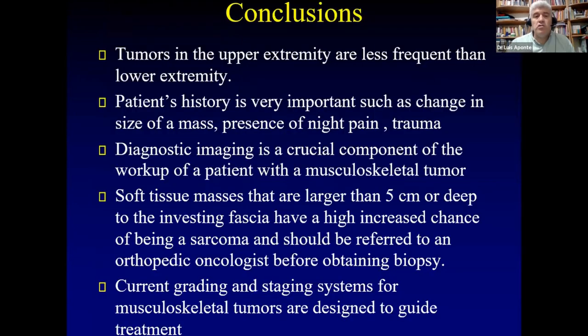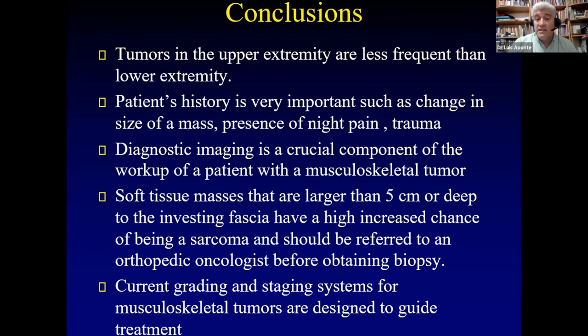In conclusion, I think it was quite long, but tumors in the upper extremity are less frequent than in the lower extremity. The patient's history is very important: change in size of the mass, night pains, osteosarcoma, trauma, myositis ossificans, or a trauma that is not so big, such as a fracture. Diagnostic imaging is crucial. Never forget the X-ray. It's very important for us.